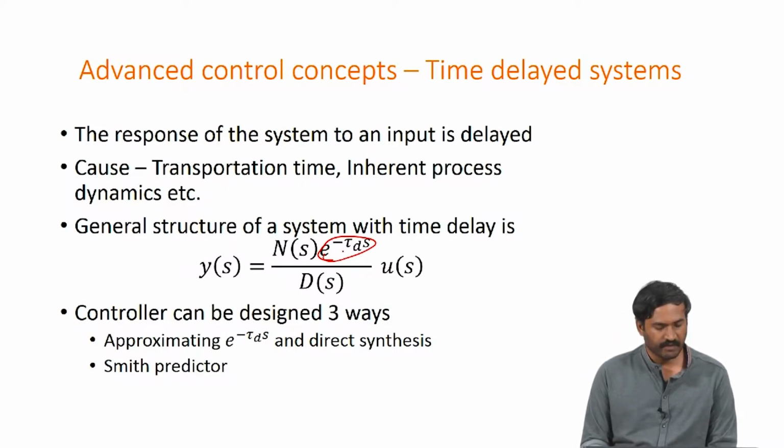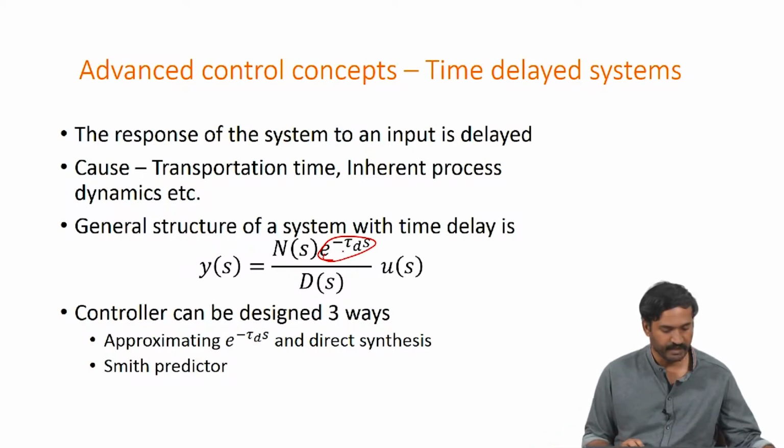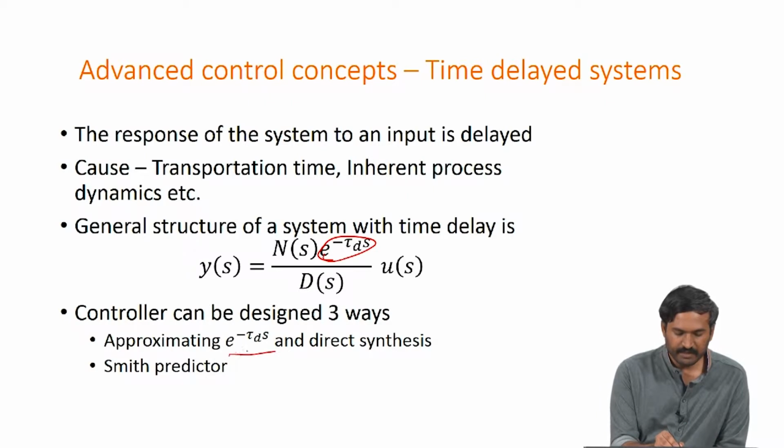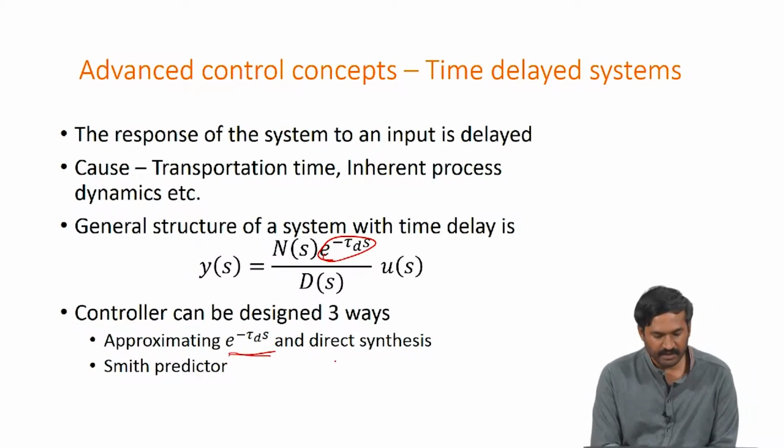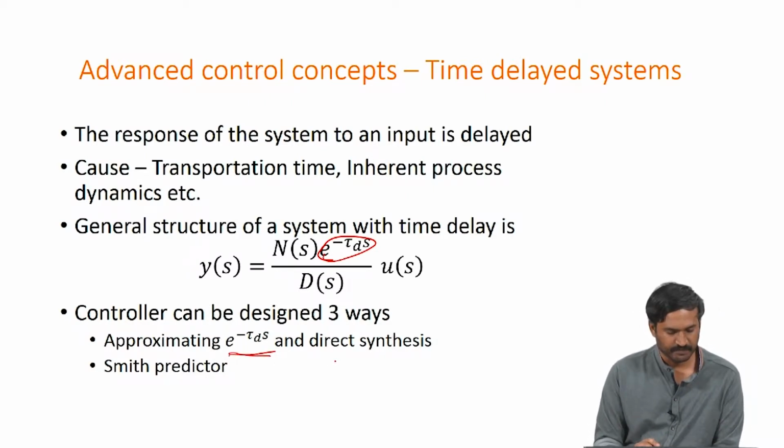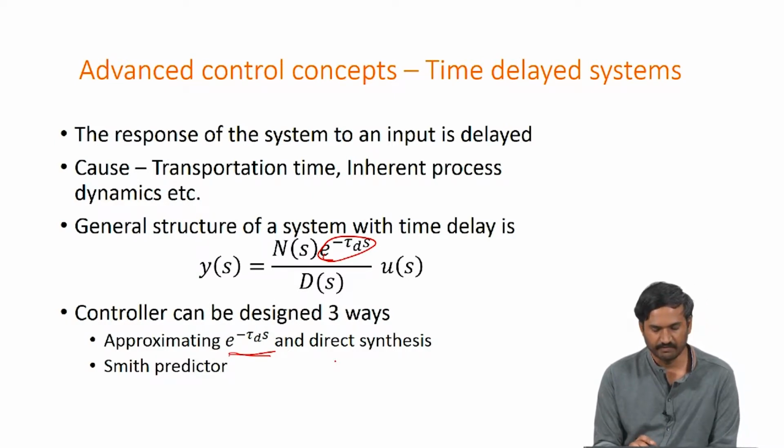The general structure of the delayed system is as given here. So, the e power minus tau d s denotes the time delay of the system. The numerator by denominator is the regular process model, which is G of s.